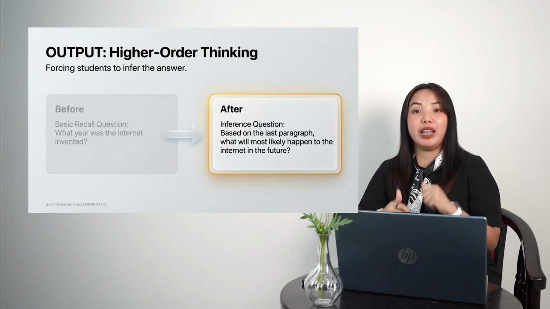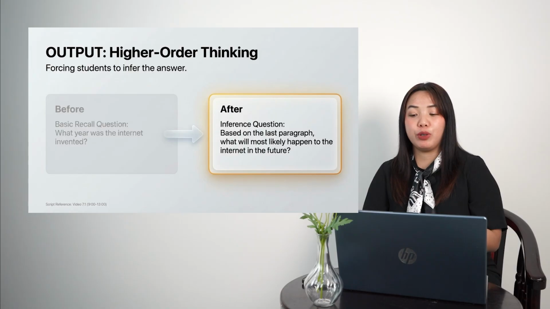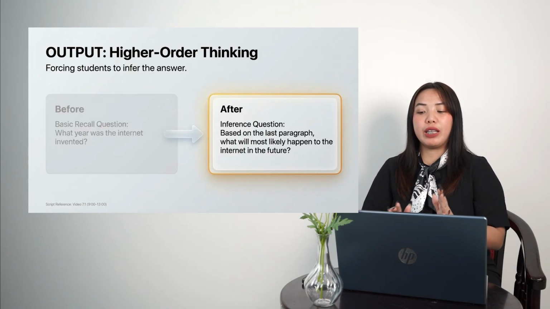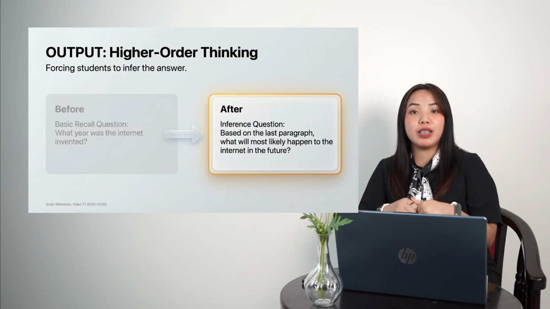Instantly, the AI upgrades the assessment. Question 8 now reads, based on the last paragraph, what will most likely happen to the internet in the future? The students have to infer the answer. You have just dramatically increased the academic rigor of your exam with a single sentence.